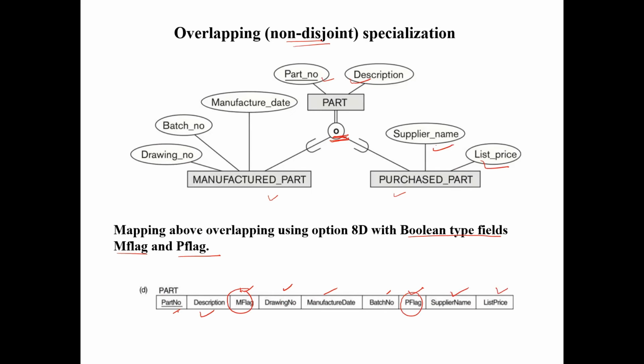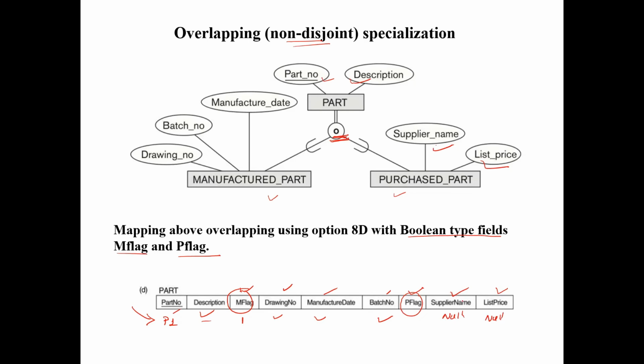Why? Boolean means either 0 or 1. Suppose I add a particular record of a particular part number P1, with the description, and I am saying that this is only a manufacture part, therefore I am saying it is 1. Okay, so when it is a manufacture part and I add all these attributes, then the other attributes will be null.